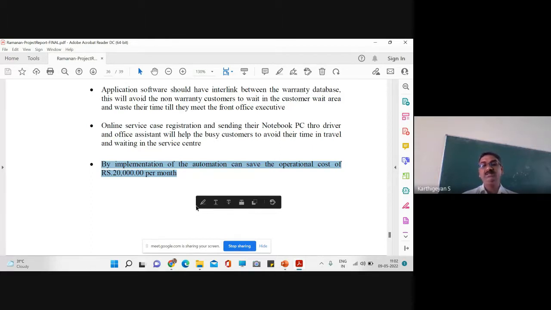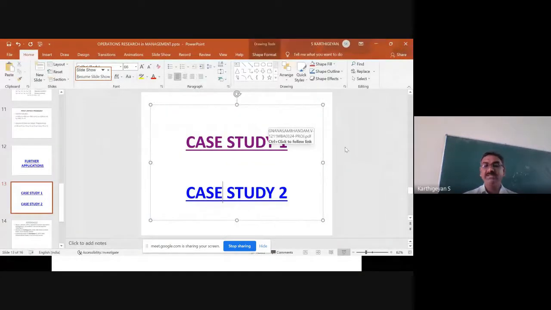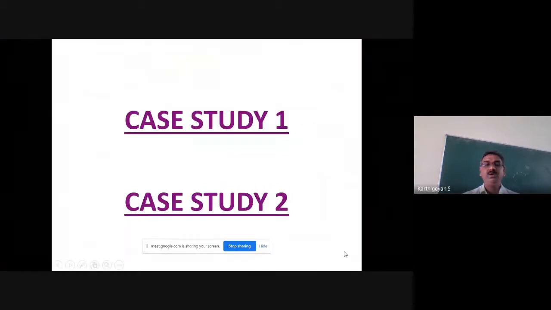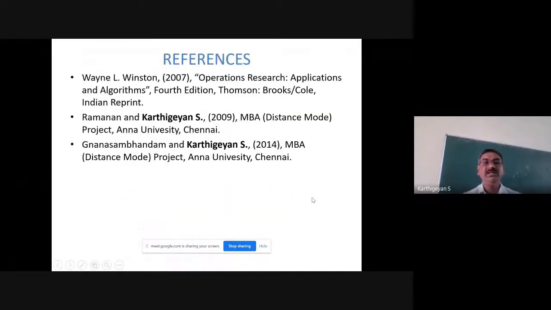If you extend this to all the service centers of HP throughout India, throughout the world, what will happen? The reduction in operational cost will be in lakhs. So this is one application of queuing theory in real time. After this, I'll stop there. I have just shown you two case studies. That's all. Now I want to show you the references.